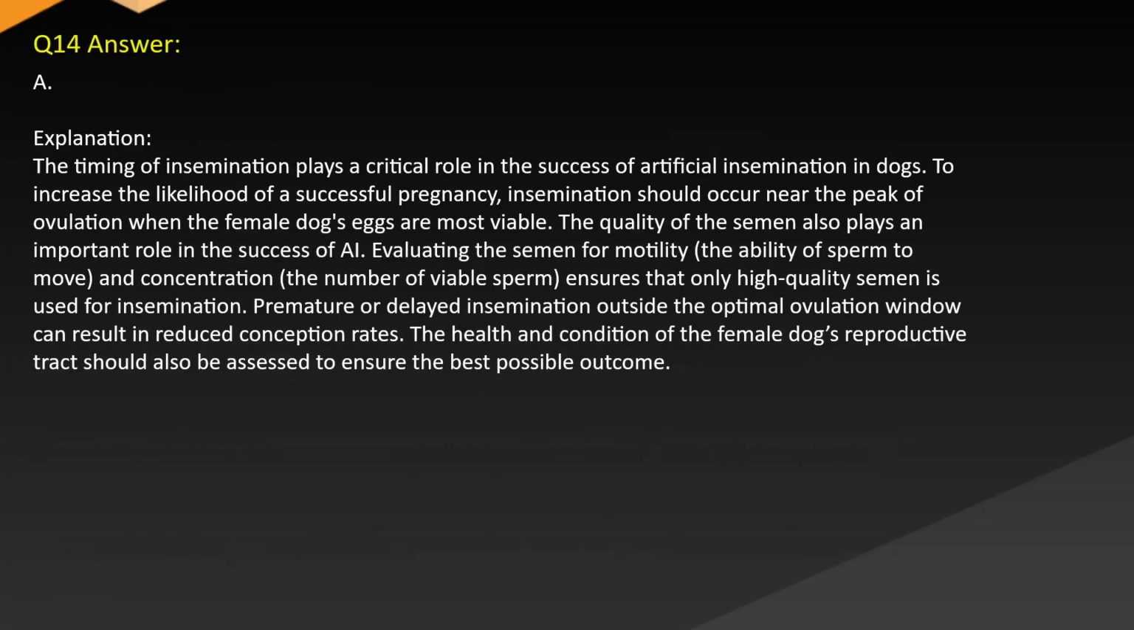Answer: A. Explanation: The timing of insemination plays a critical role in the success of artificial insemination in dogs. To increase the likelihood of a successful pregnancy, insemination should occur near the peak of ovulation, when the female dog's eggs are most viable. The quality of the semen also plays an important role in the success of AI. Evaluating the semen for motility, the ability of sperm to move, and concentration, the number of viable sperm, ensures that only high-quality semen is used for insemination.